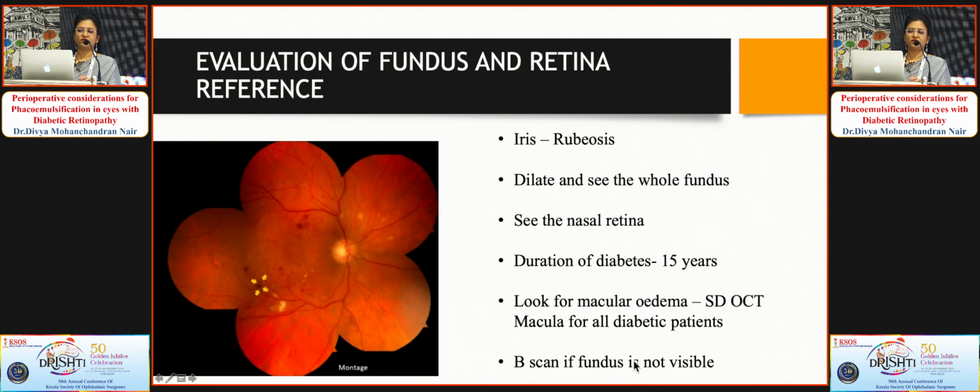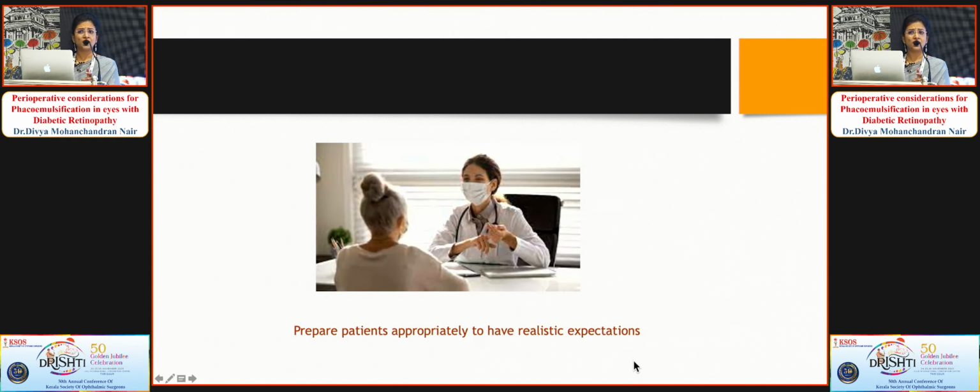To do a good evaluation, start from the iris, look for rubeosis iris, dilate and see the whole fundus, and especially the nasal retina, because sometimes the posterior pole might look very normal and innocuous, whereas an NVE might be hiding in the nasal retina. And in a diabetic patient, it is always better to do an SD-OCT macula. Many hidden macular pathologies can be detected, especially if you're planning for a high-end IOL like a toric IOL or a multifocal IOL. After that, give a good counseling to the patient, let him have realistic expectations and know how much retinal follow-up he needs after his cataract procedure also.